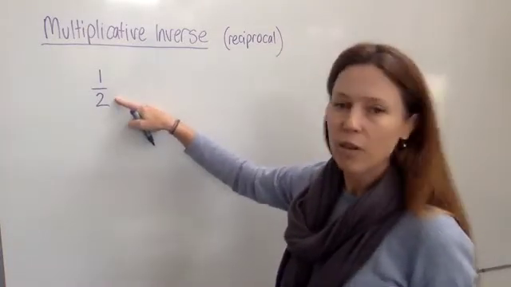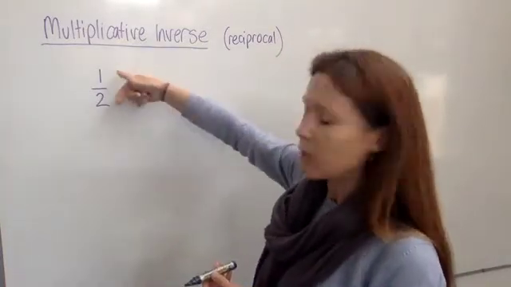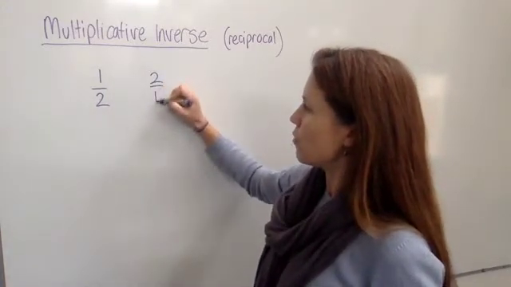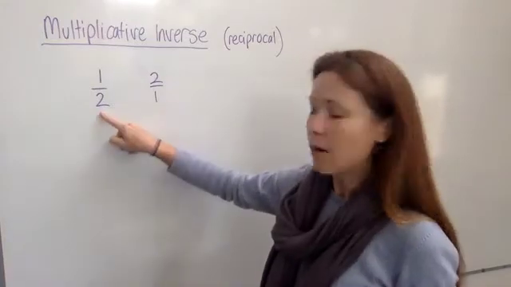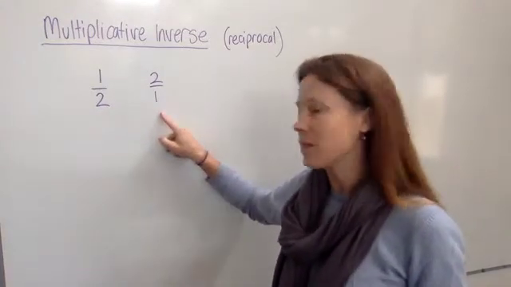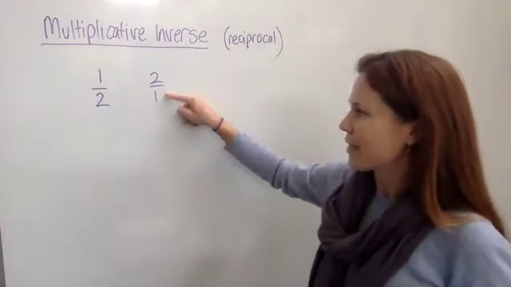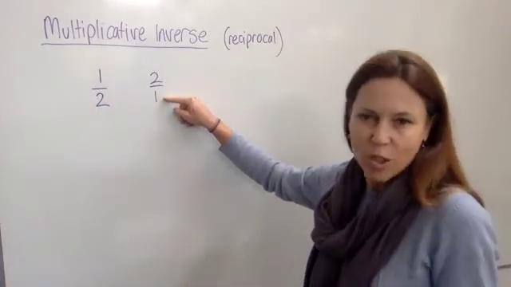Now, the reciprocal of any fraction is when you flip it upside down. So if we flip this upside down, we would get 2/1. So half's multiplicative inverse is 2/1, and 2/1's multiplicative inverse is half. Now 2/1, that's really 2 divided by 1. It's just 2, isn't it?